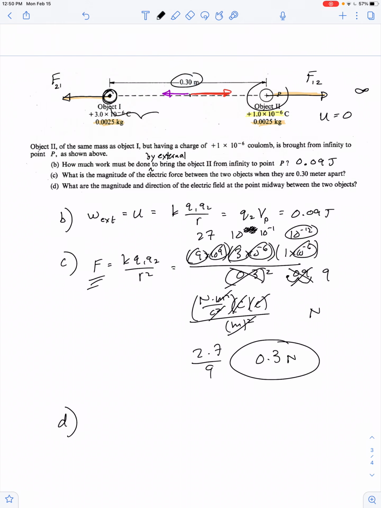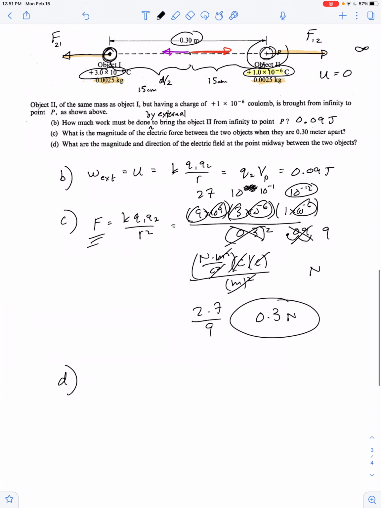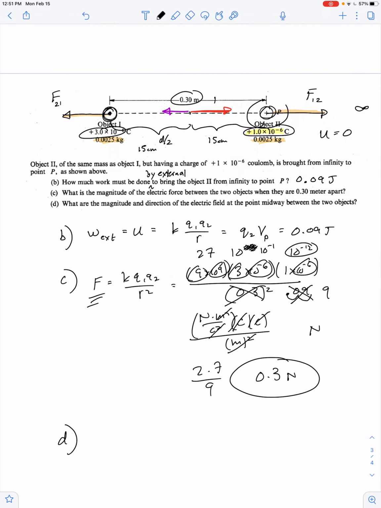the distances are the same, right? That's d over 2, or in other words, 15 centimeters. Same distance here, also 15 centimeters, but of course the charge is 1/3 as much. So the electric field is going to be 1/3 as much. So if this is called E naught, then this is 1/3 E naught, and the net electric field is just going to be 2/3 of E naught. And what do I mean by E naught? That's the electric field that was produced by object number 1.